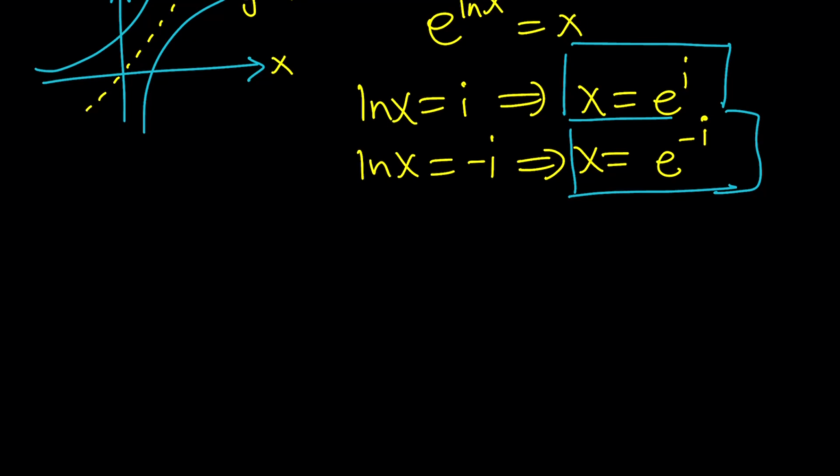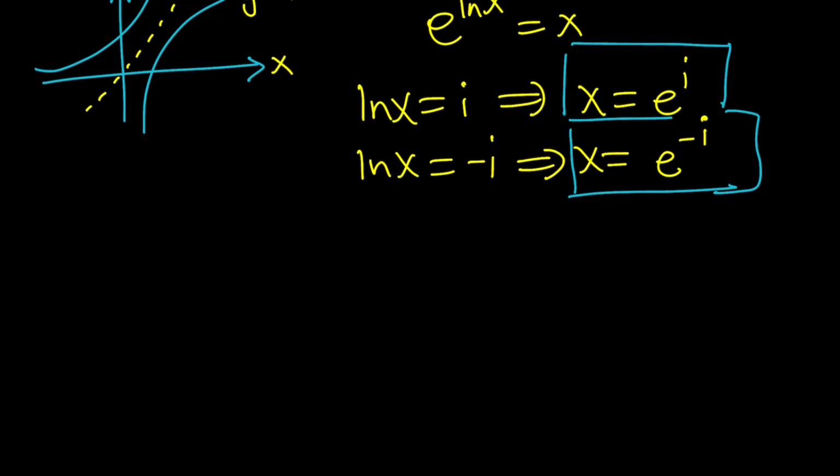So e to the i needs to be simplified. You don't want i in the exponent, because what does it mean? Like raising something to the ith power? And i is supposed to be a constant, right? So we're going to simplify it. How do we simplify it?